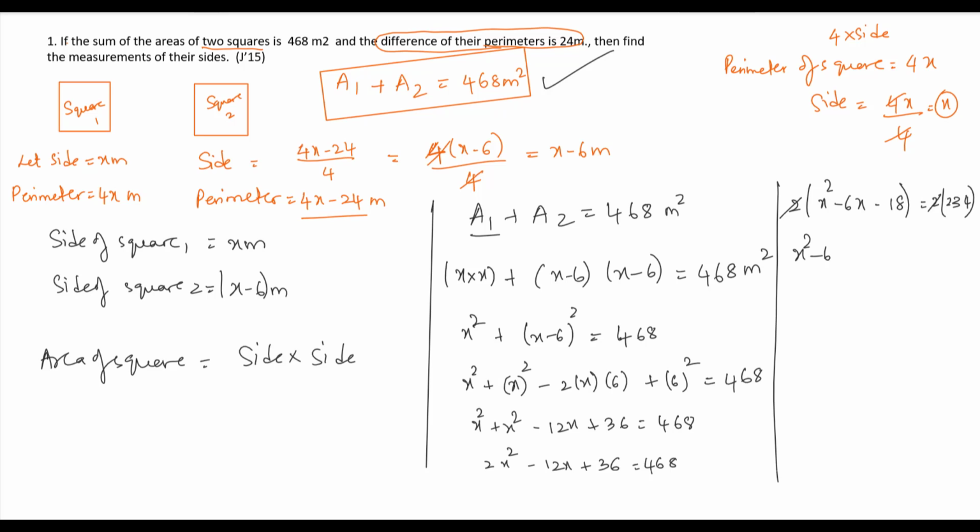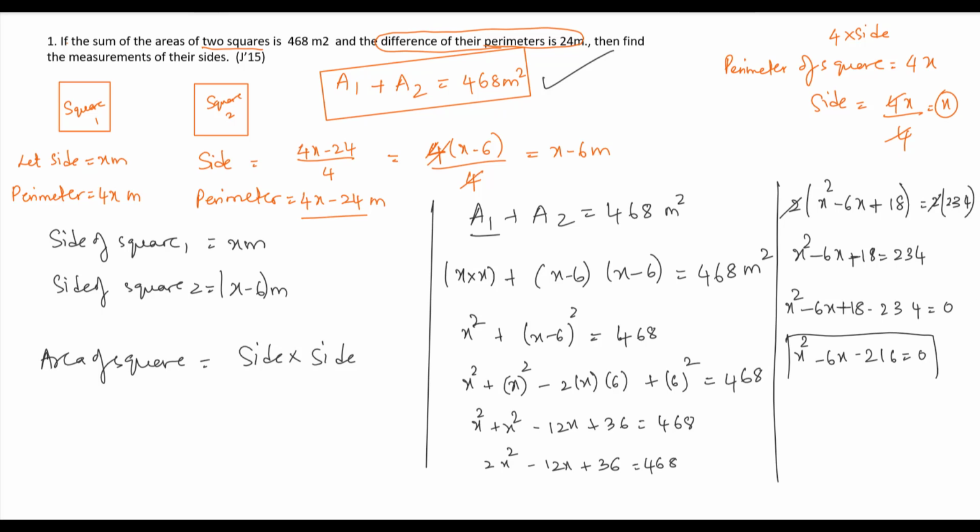We are left out with x square minus 6x plus 18 equal to 234, or you can say x square minus 6x plus 18 minus 234. This is plus 18, okay, plus 18 minus 234 is equal to 0. So x square minus 6x minus 216 is equated to 0.